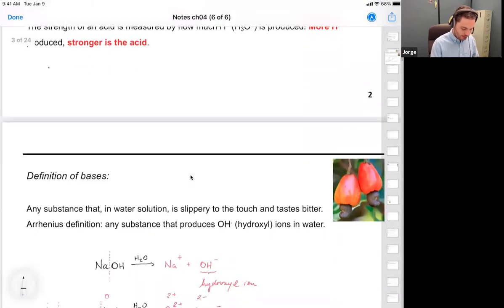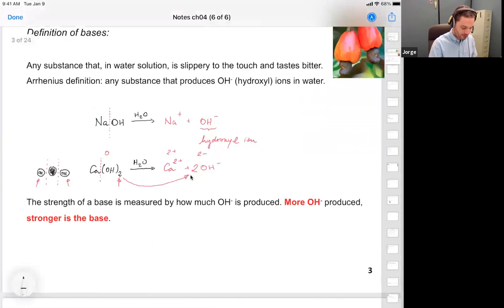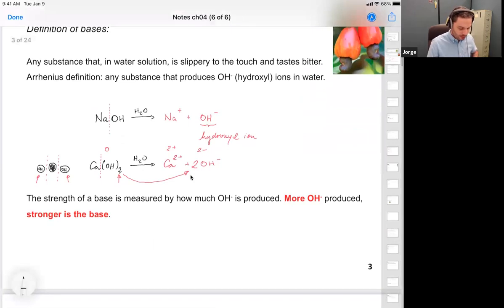And the same thing for bases. There is also the Arrhenius definition of base, any substance that produces HO- in water. Just pay attention when you have more than one hydroxyl group in the base. So we have to take that into account when we dissociate the base and produce the ions in water.